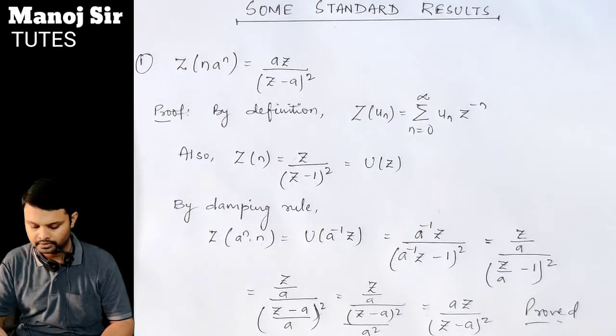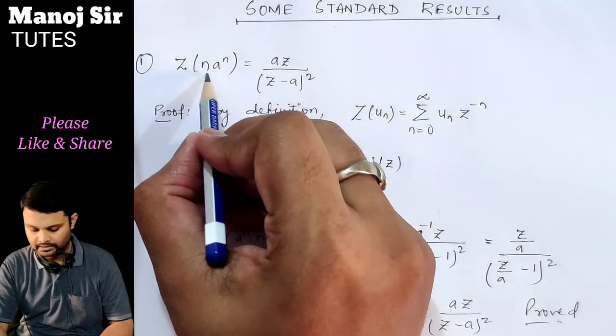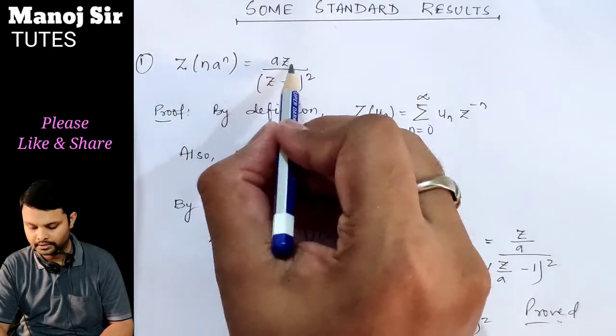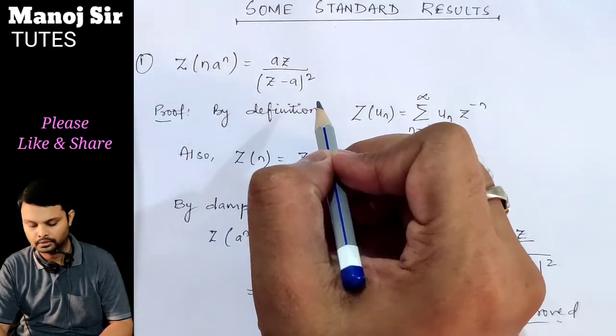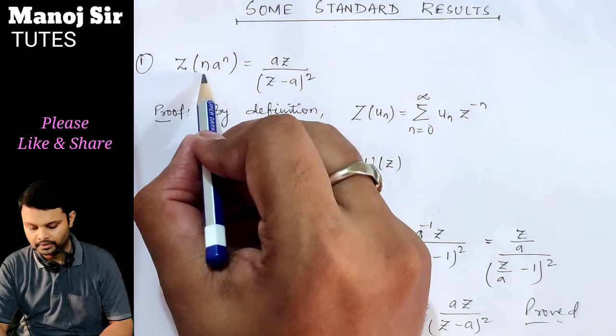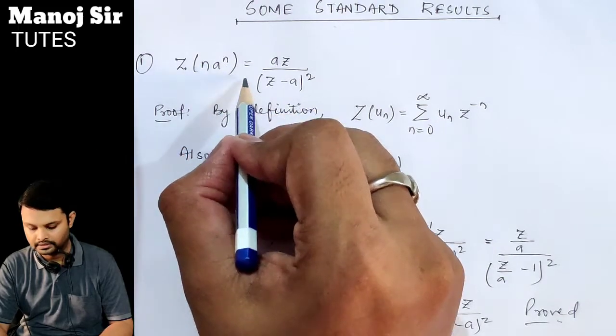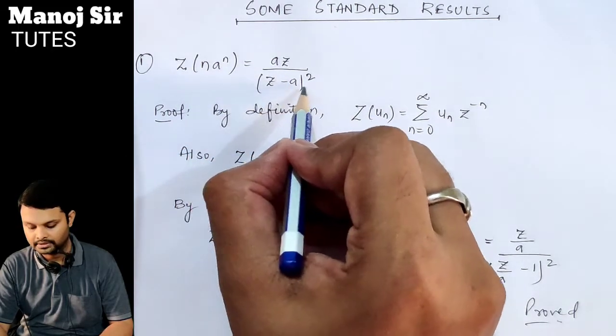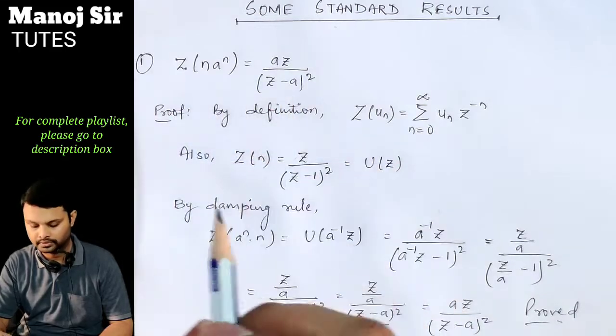First, we need to prove that the Z transform of n into a to the power n is equal to a z upon (z minus a) whole square. Z transform of n into a to the power n is equal to az upon (z minus a) whole square. First of all, we need to prove this.